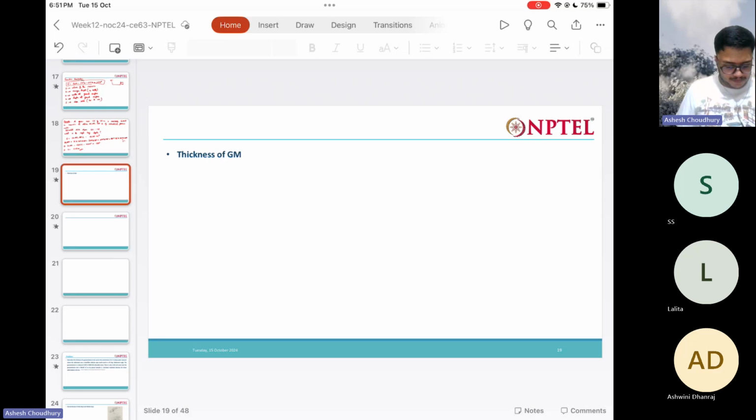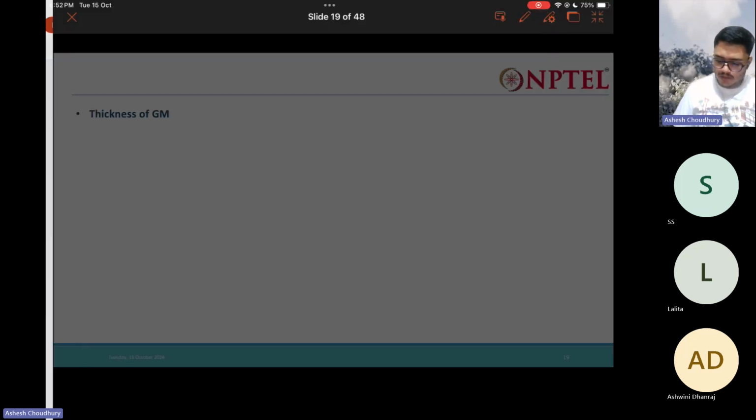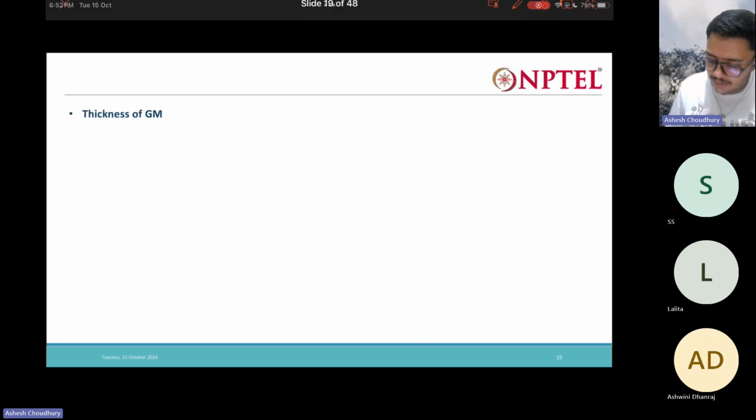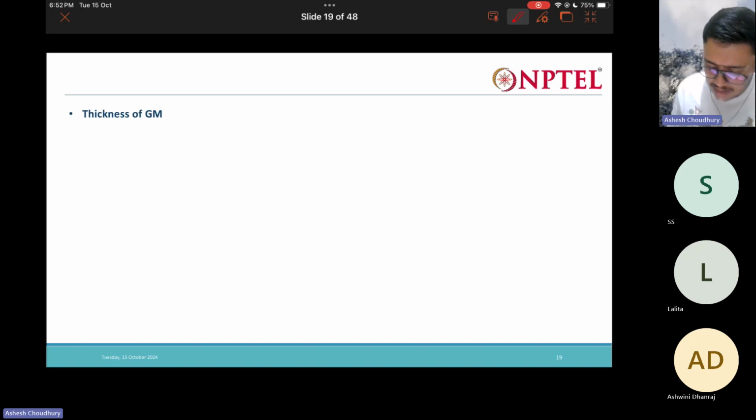Just a second now. Yeah, so I was telling you about the thickness of geomembrane in the initial slide. So I said that we will see how we get the thickness of this geomembrane.